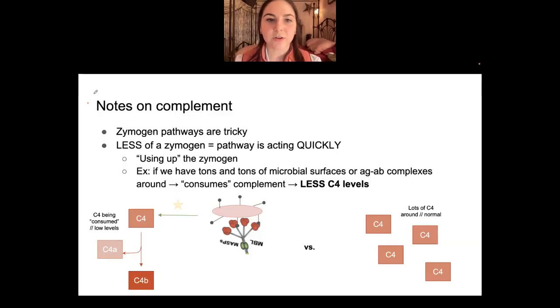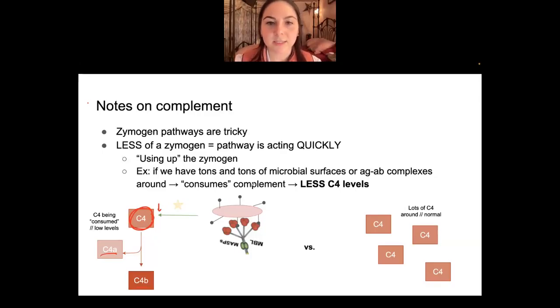If you notice that there's less of a zymogen, so lower numbers of C4, for example, that means the pathway is going through very quickly. It's active. The reason why is because you're using up the zymogen, you're converting it faster. Lab tests are testing for this. They're not testing for C4a and C4b. If it's being converted into C4b and C4a very quickly to the point where you have really low levels of C4, that means you're going through the complement pathway.